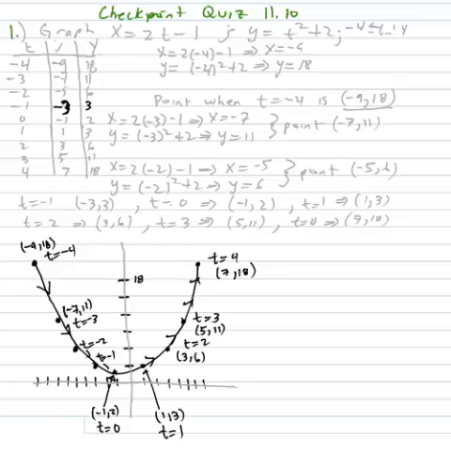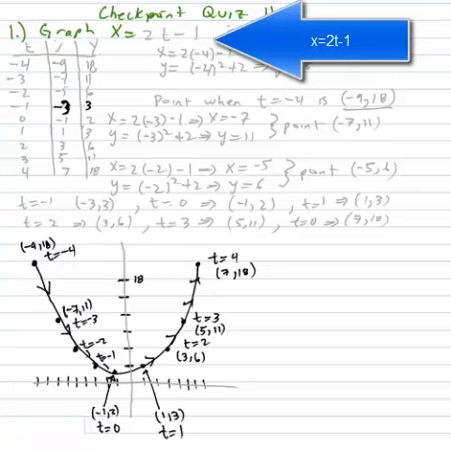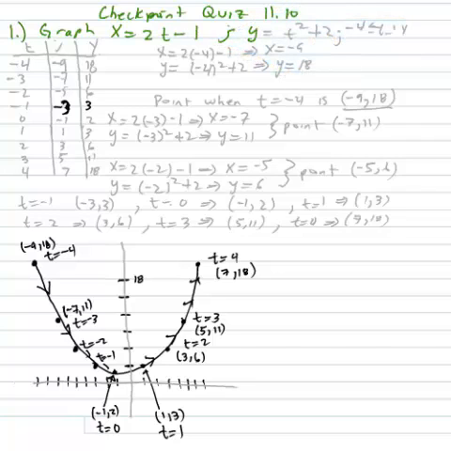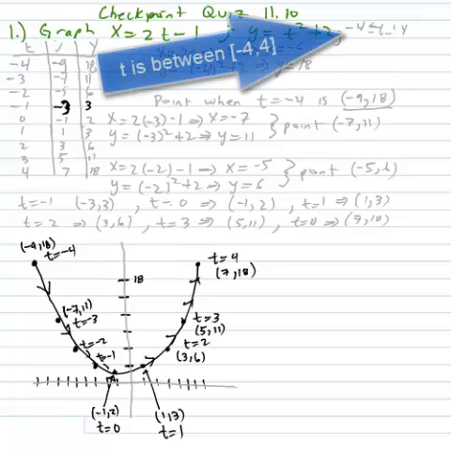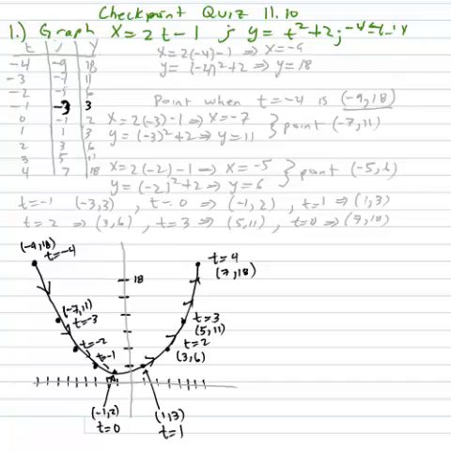Problem number 1. Graph the parametric equations x equals 2t minus 1, y equals t squared plus 2, over the region where t is between negative 4 and positive 4. We want to graph this set of parametric equations and also indicate the direction that the parametric equations follow, to give it an orientation as well.